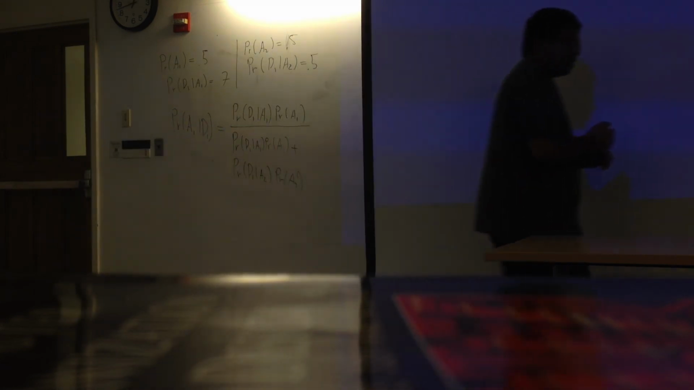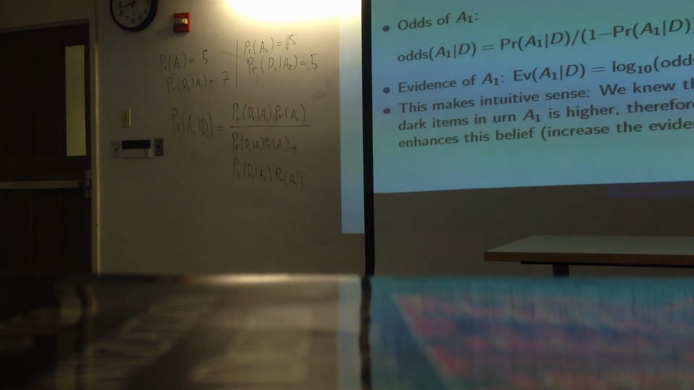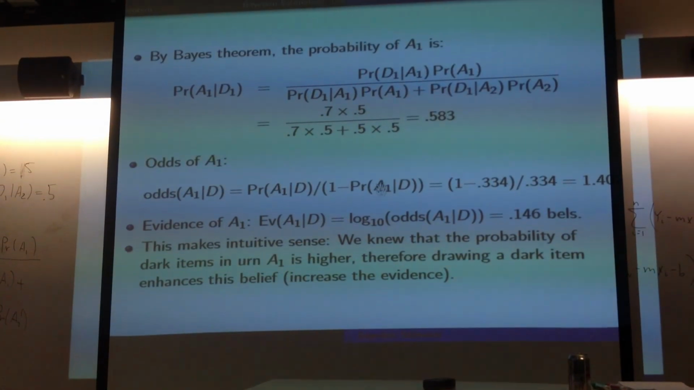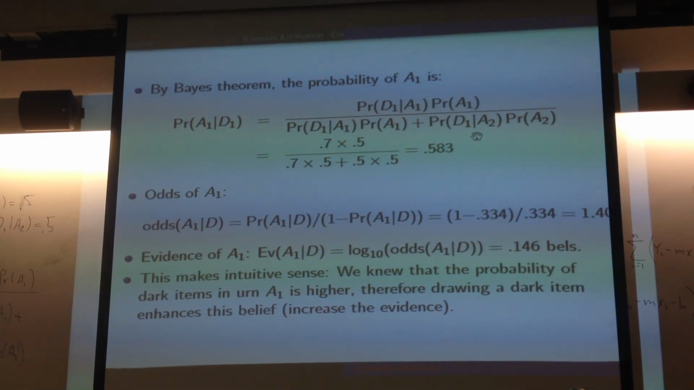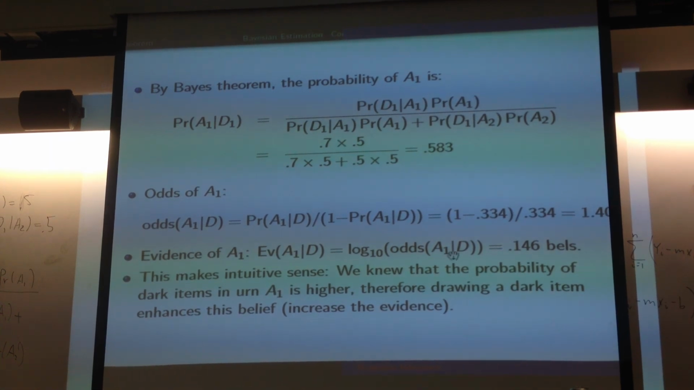We have this worked through. And there you go. So the probability of A1 given D1 is the following. I think this is what we wrote down, right? So what's the odds? It's 1.4. And this is the log odds. So we knew that there are more dark items in urn 1, and so this increases our belief that it's coming from the urn with more dark ones.